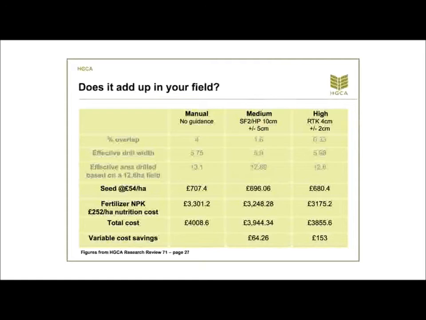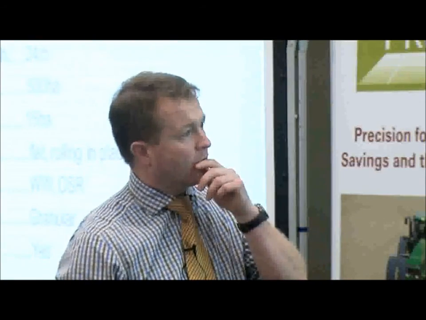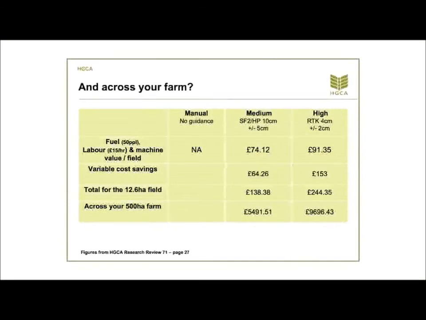I think the bigger savings are if we look at nutrition costs. If we say the total nutrition cost for N, P and K is around £252 a hectare, give or take, and again you can see how that's established in that document, then you can see that the cost savings are bigger. So from where you are now, you're spending about £3,300 on your nutrition costs. We can take about £50 out of that if we go to the medium level accuracy system, and about £150 out of that if we go to the high-end accuracy system. So putting those two lots together, what does that mean across my farm? Well, if we add the fuel, the labour, and the machine value plus these costs here, the savings get quite considerable.